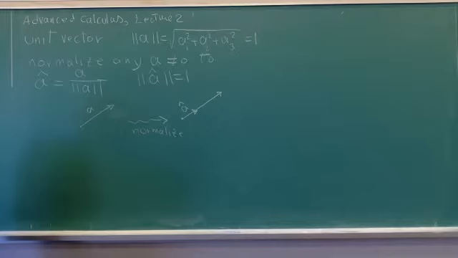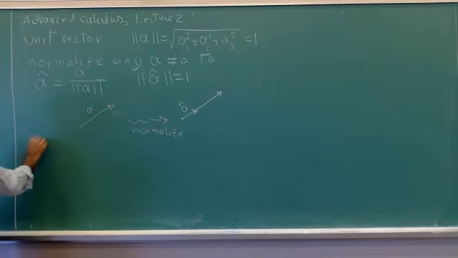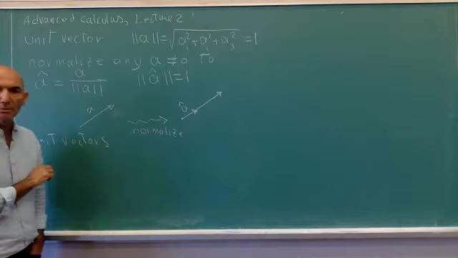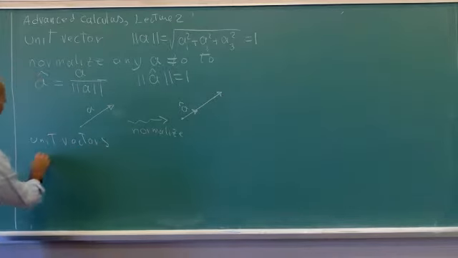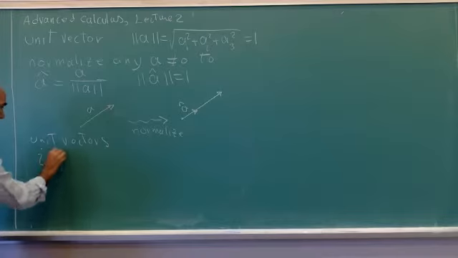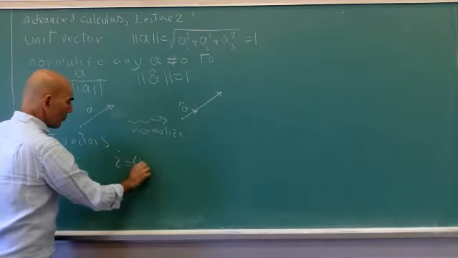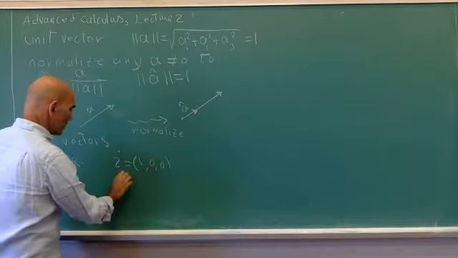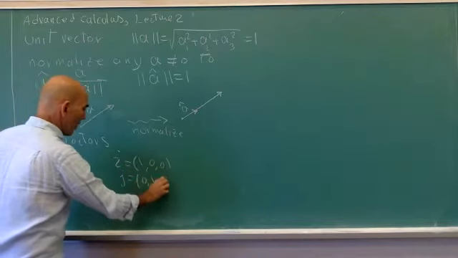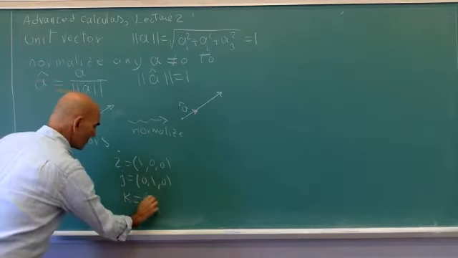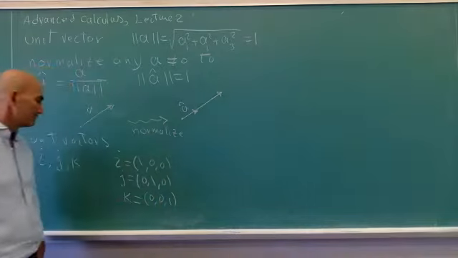Okay, very good. Now, some vectors that play a special role are these unit vectors. I'm sure you have seen this notation before: unit vectors i, j, and k. It's good to know the coordinates. i is the vector (1, 0, 0), j is the vector (0, 1, 0), and k is the vector (0, 0, 1).